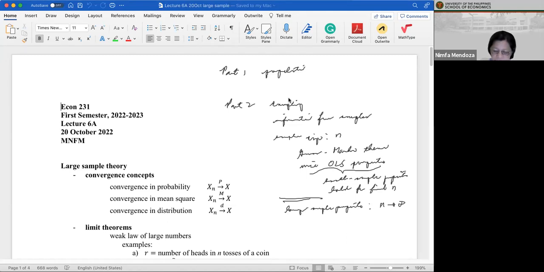So we will be looking at large sample theory concepts related to what happens when n approaches infinity, which, in the sampling context, is when you have a sufficiently large sample size.